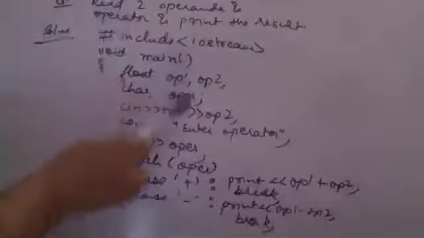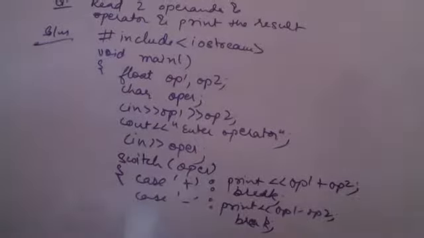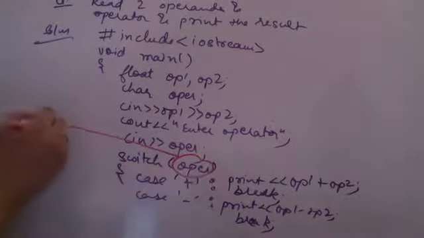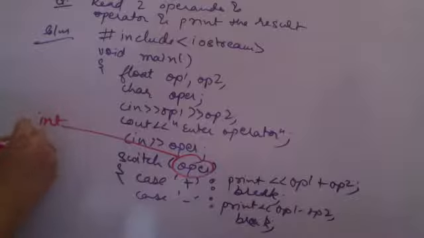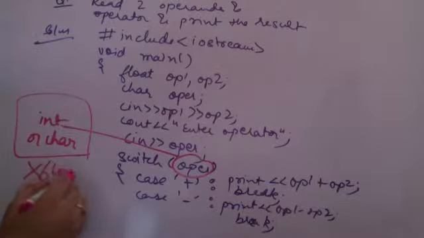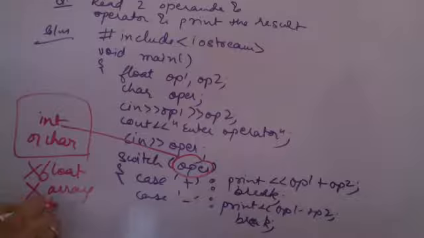Arrays are not allowed in switch. Switch की condition में, I am again repeating, the condition of a switch case can have an integer value. This condition, this variable can be of type integer or character. It cannot be a float. It cannot be array. It cannot be double.